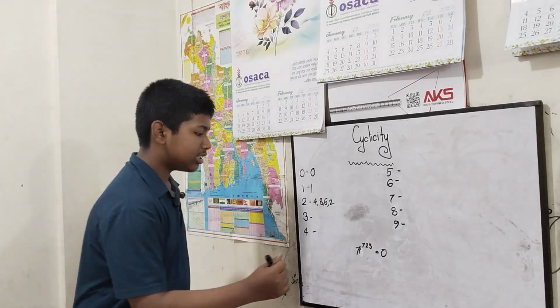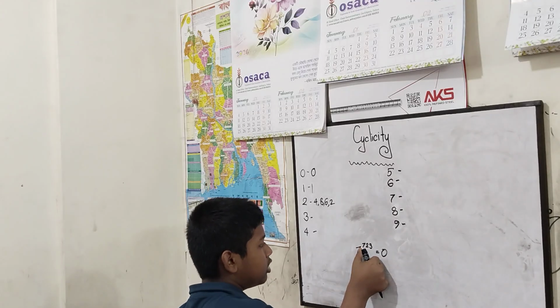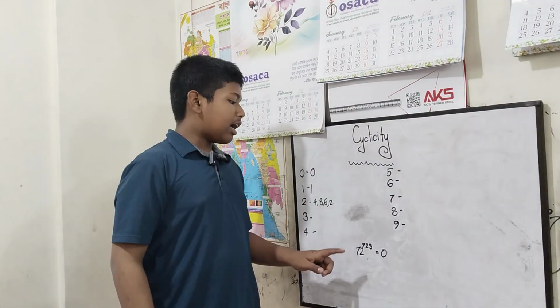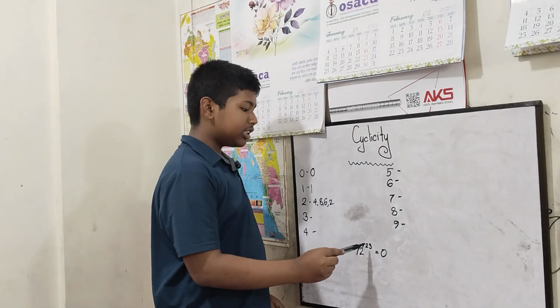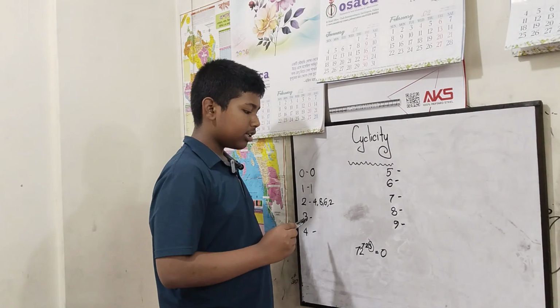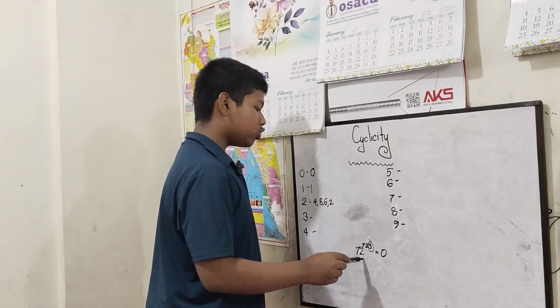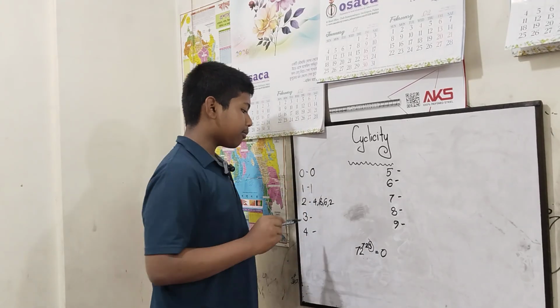Now let's say that we have 2 cube here. What is the unit digit here? 2 cube is 8 exactly.